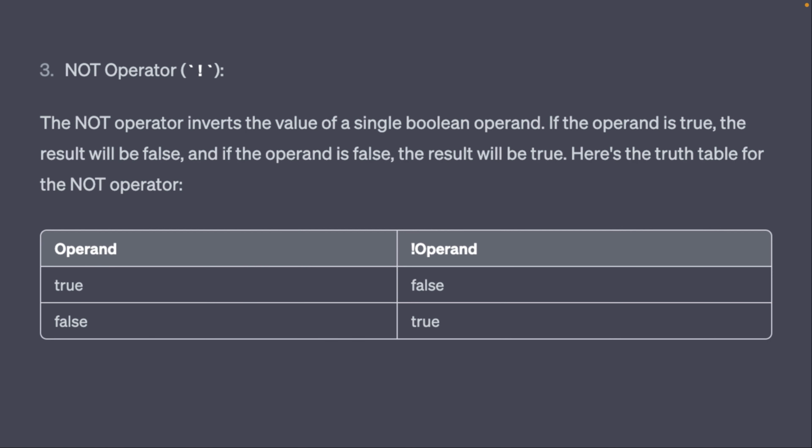And for the NOT operator, it just inverts the value of the boolean. So if the value was true, applying NOT will make it false. If it was false, the result will be true. Now just know that these are really important concepts, and these tables are something that you will need to use for the rest of your life as a programmer. So make sure you learn them. Now let's get back to our code.